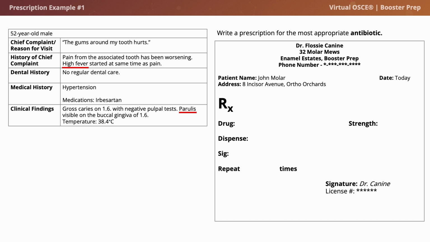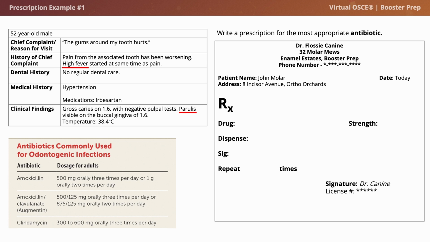So, for the prescription, we are going to look at what is commonly prescribed. The first line antibiotic you'll use is amoxicillin. Amoxicillin is the standard antibiotic that you'll prescribe, unless it states otherwise. So unless there is an allergy to amoxicillin or unless the patient has been prescribed amoxicillin in the past and it hasn't worked.